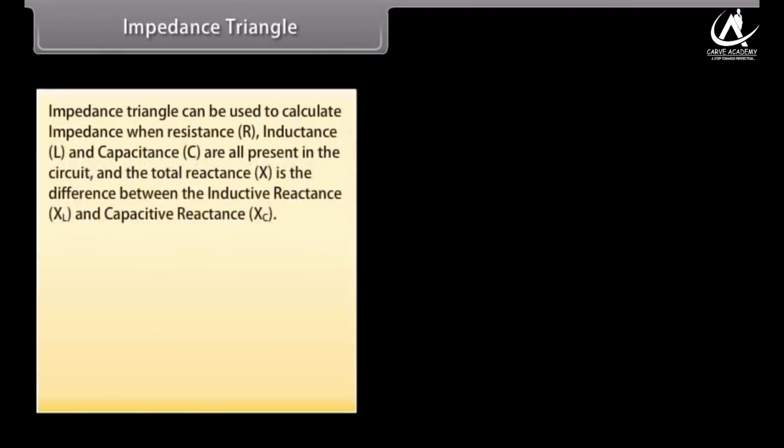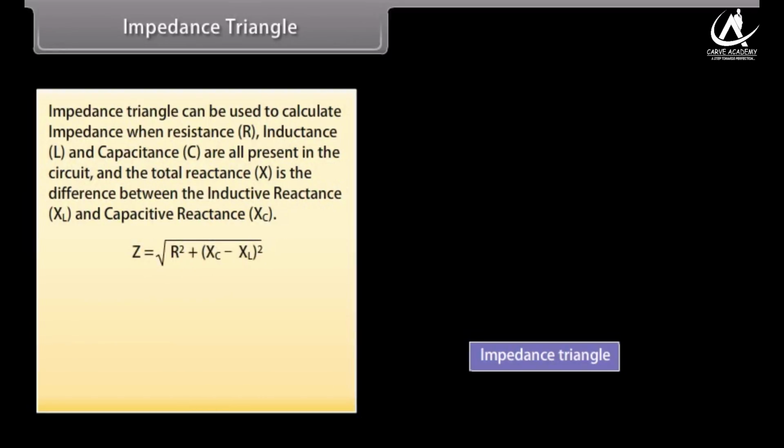Impedance triangle. Impedance triangle can be used to calculate impedance when resistance, inductance, and capacitance all are present in the circuit, and the total reactance is the difference between the inductive reactance and capacitive reactance. Z = under root of R square plus (XC minus XL) square.